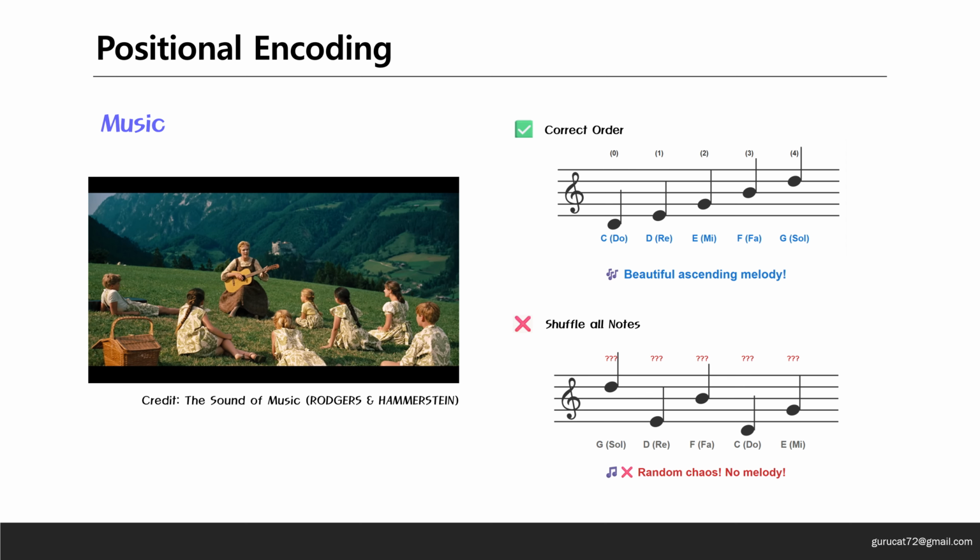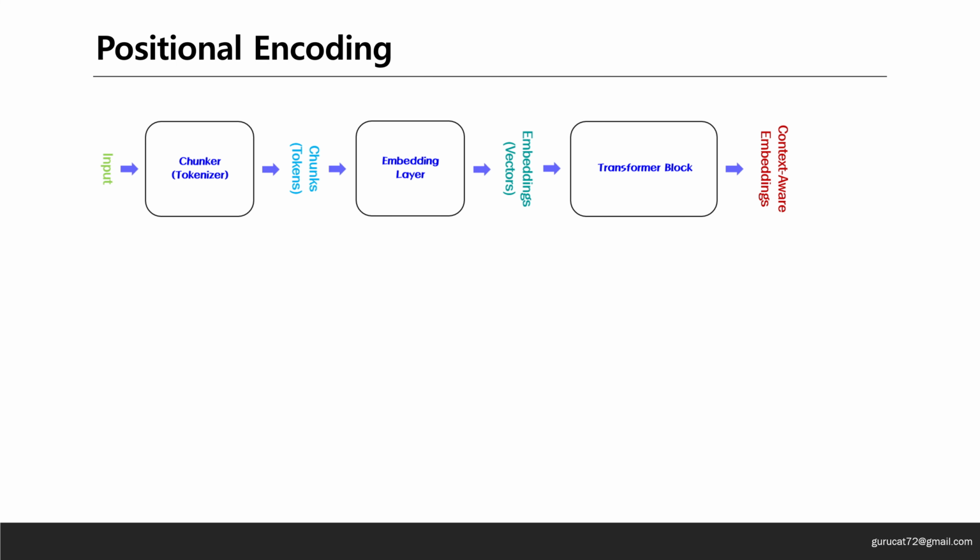Sol, re, fa, do, mi. Random positions with question marks everywhere. What? This is not a melody anymore. This is just random chaos. No melody whatsoever. Same notes, but different order. Completely different music. And guess what? Music transformers, yes, they exist, need positional information for the exact same reason. Are you starting to see the pattern here? Okay. So we've seen language, images, music, order matters in everything.